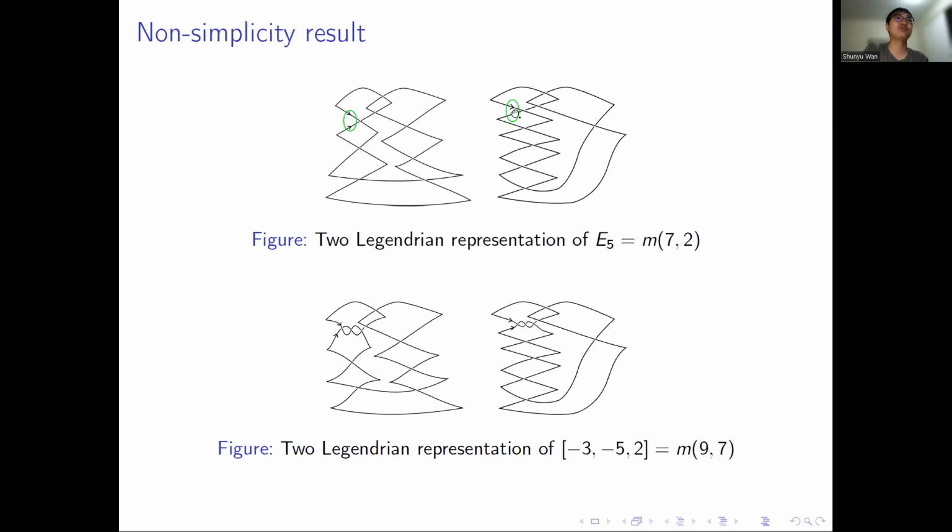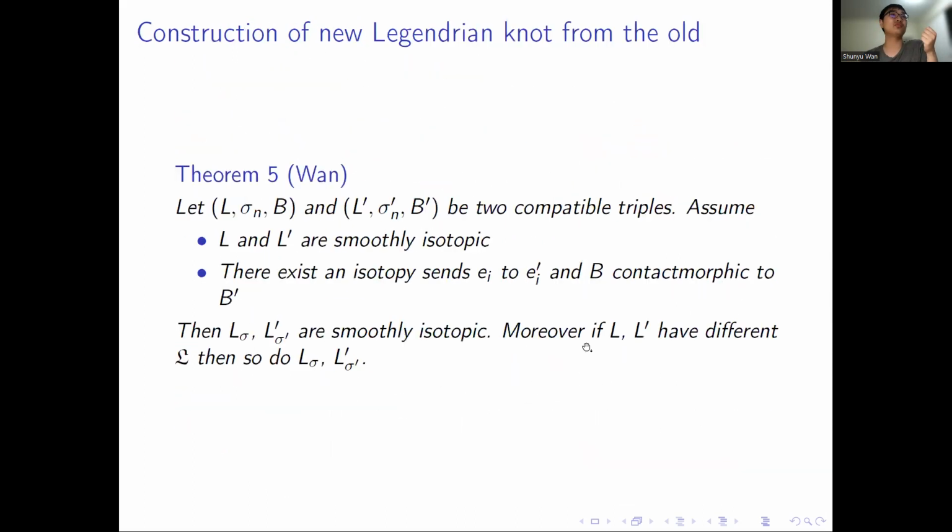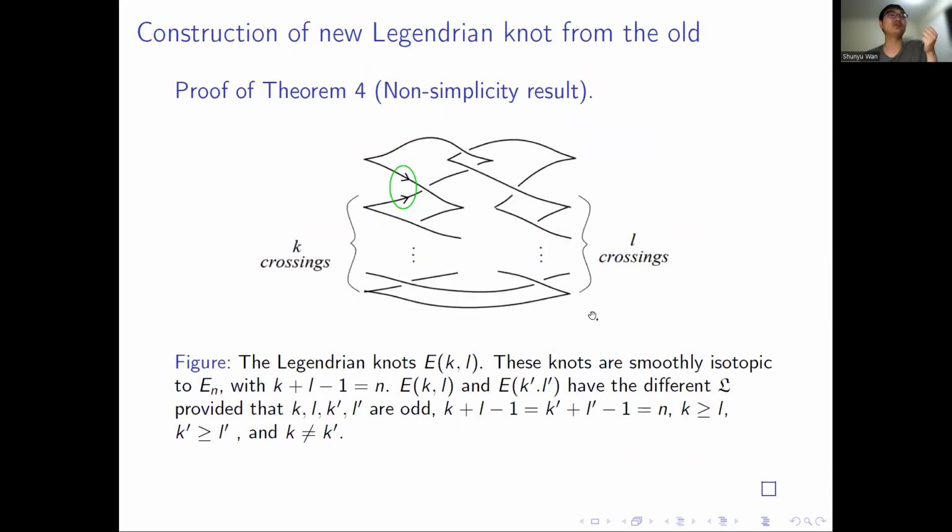Then I found those double balls, indicated in green, and those two arcs where I put the orientations. Then use Theorem 5, I can add a twist to those. Theorem 5 says if the starting two Lagrangians have different loss invariants, then after I add a twist, the results also have different loss invariants. So that proved Theorem 4. In Theorem 4, I basically just add a twist in this first crossing part.